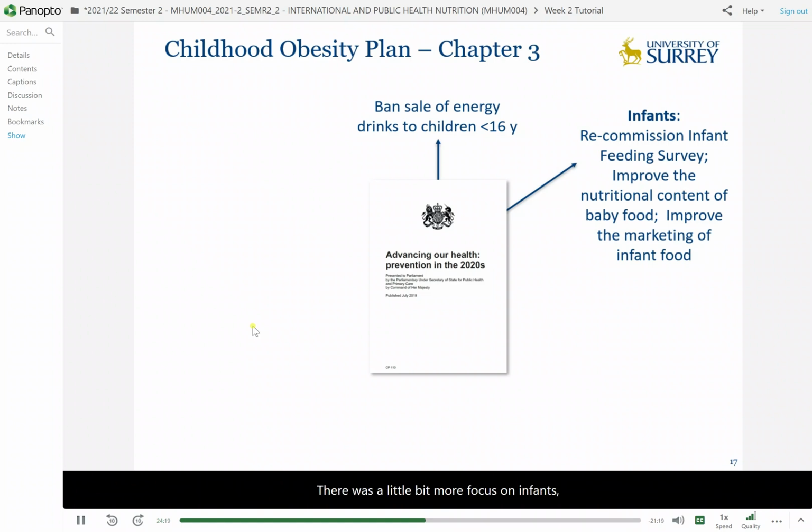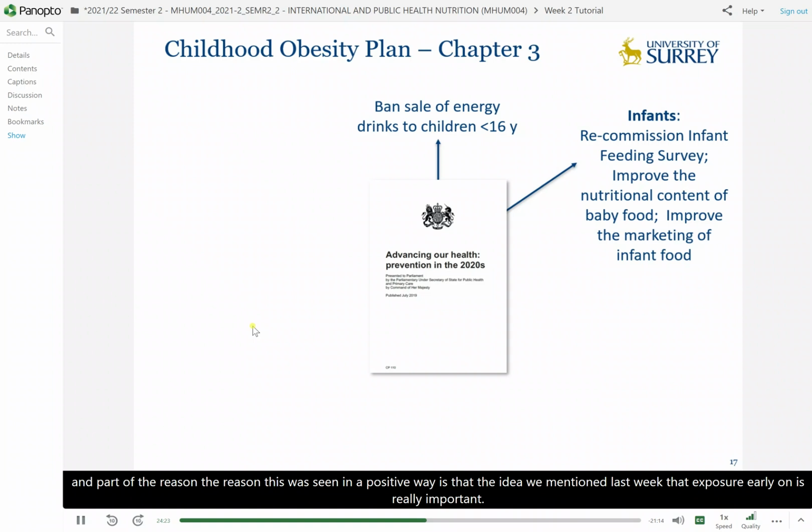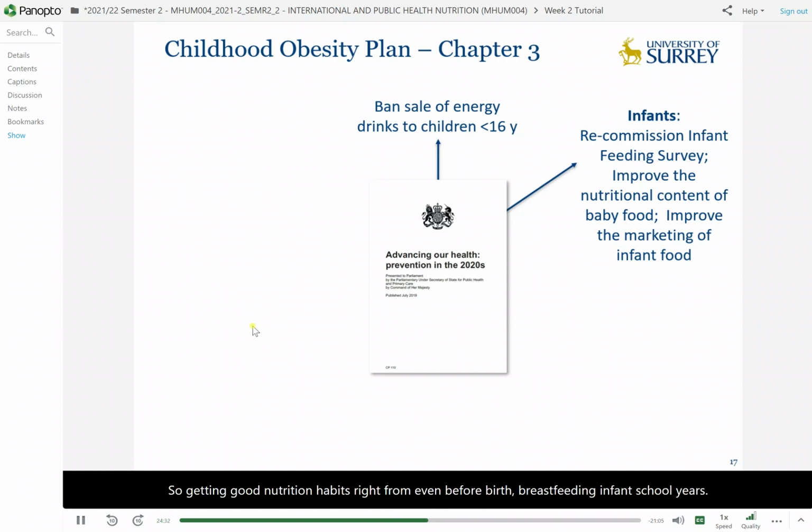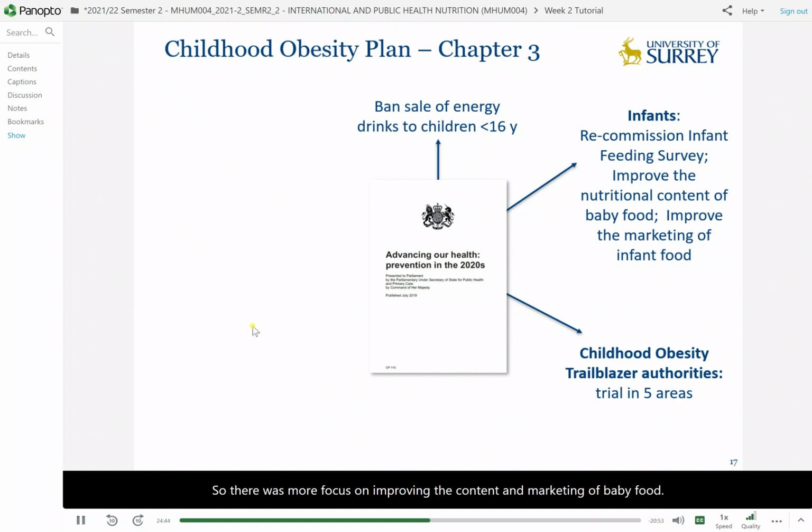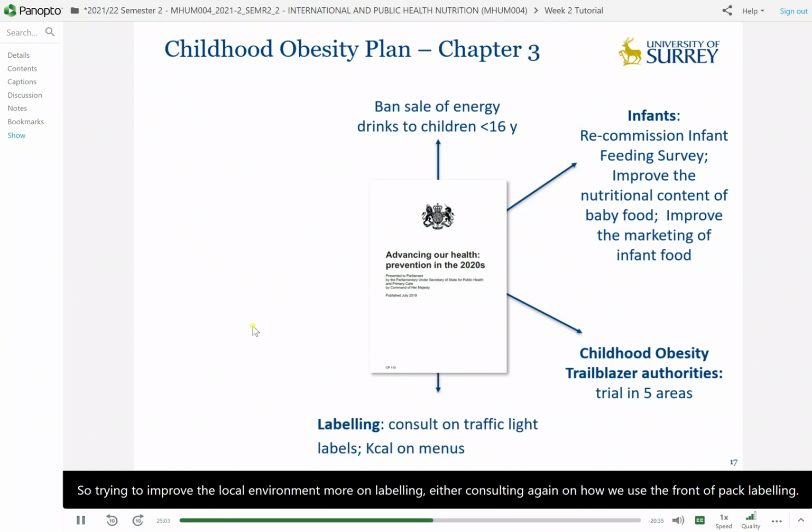There was a little bit more focus on infants, and part of the reason this was seen in a positive way is the idea we mentioned last week, that exposure early on is really important. So getting good nutrition habits right from even before birth: breastfeeding, infant school years. So there was more focus on improving the content and marketing of baby food. These childhood obesity trailblazer authorities were planned in 5 areas of the country, and you can read the details, but essentially that was working with local government to try and change the local environment: fast food takeaways, access to woodland, places to exercise, things like that. So trying to improve the local environment.